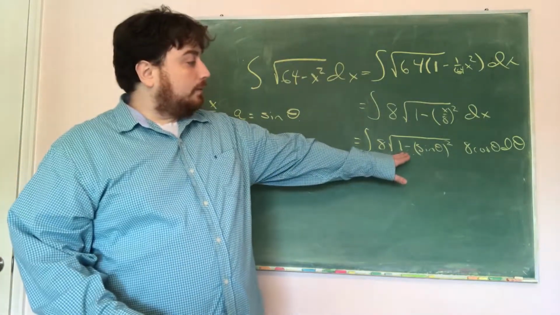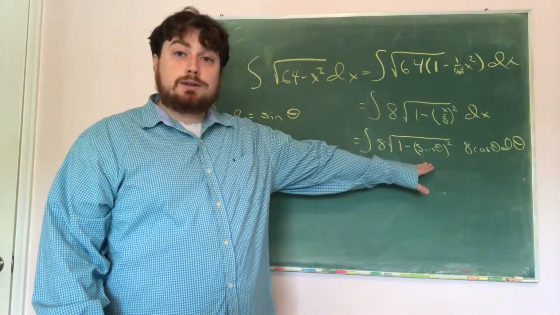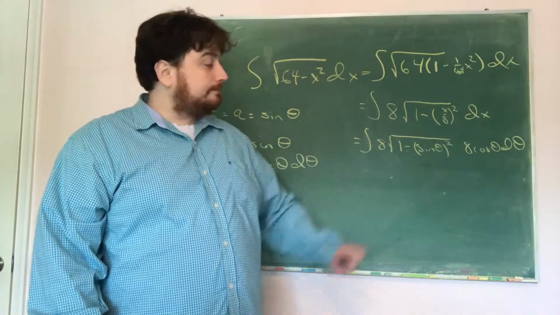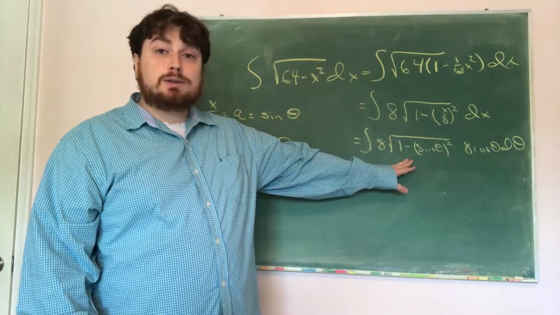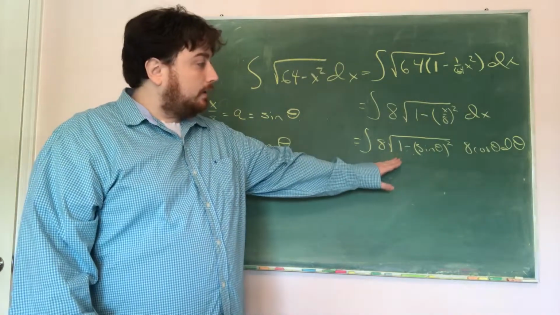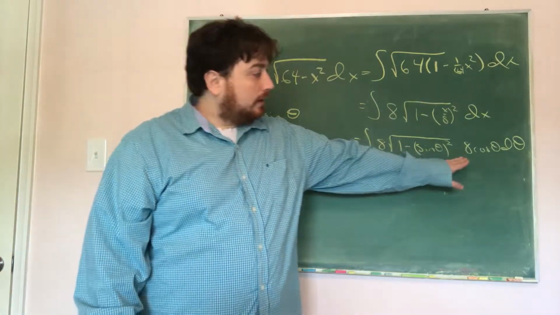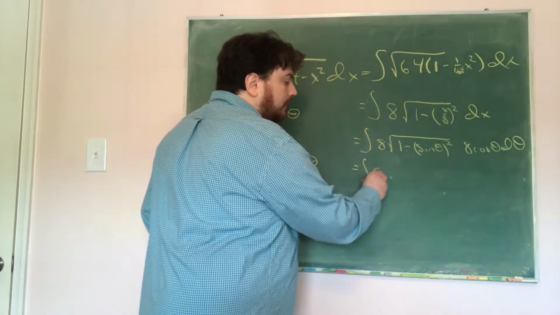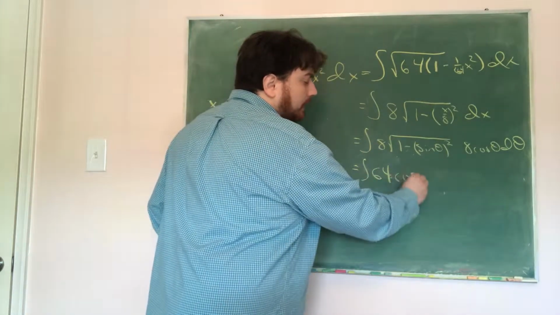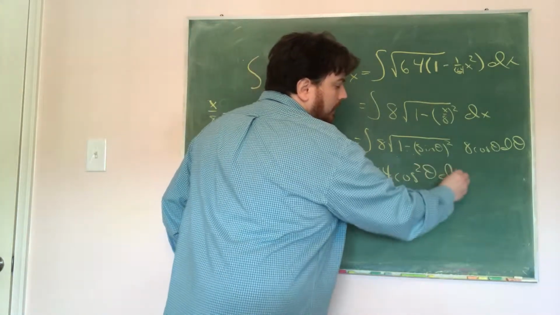So what we notice is that 1 minus sine squared is just going to be cosine squared. If we combine that together, the square root of cosine squared is just cosine. So I end up with 8 times cosine times 8 times cosine, which is going to be the integral of 64 times cosine squared theta d theta.